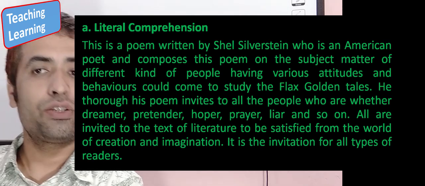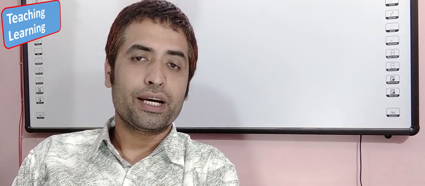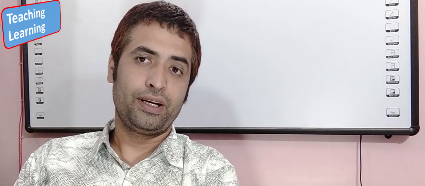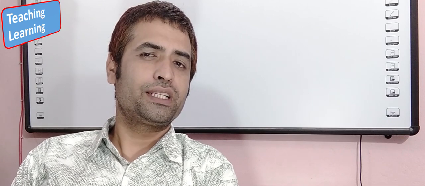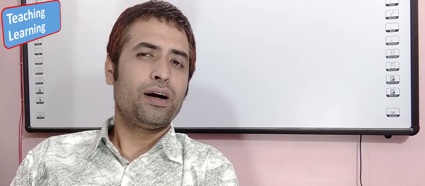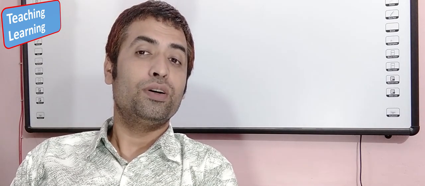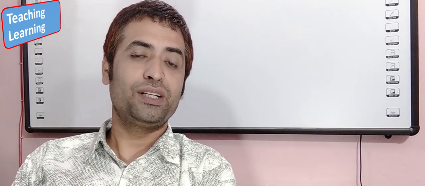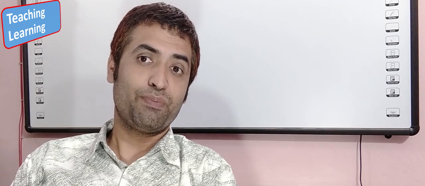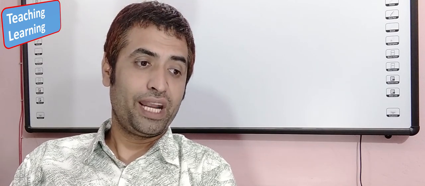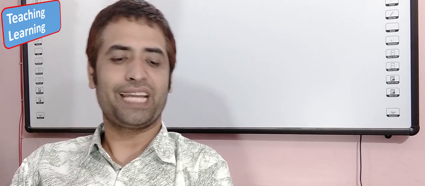So here in literal comprehension, we simply try to describe what is there in the text. In this poem, the poet simply invites all types of people of the community, let's say readers, who might be a pretender, a dreamer, a well-wisher, or whatever the case. That's the main issue that the poet has raised here. That is literal comprehension. Simply, we understand the text.